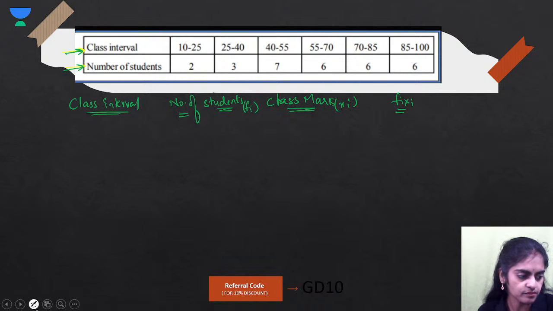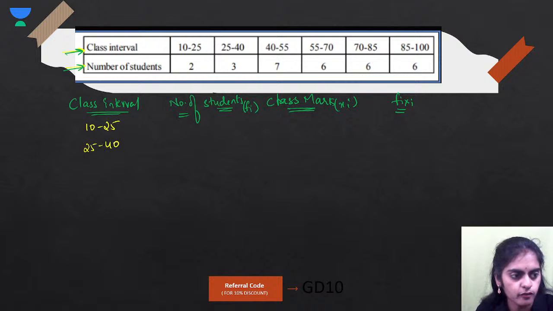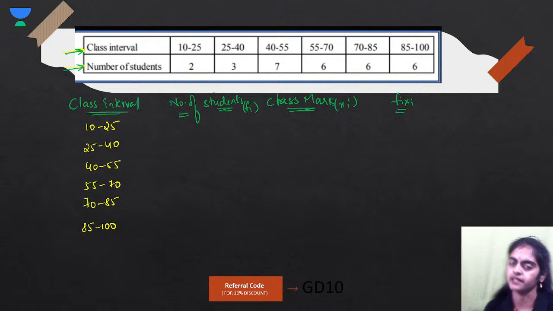Now let's see. Class intervals are given as 10 to 25, 25 to 40, 40 to 55, 55 to 70, 70 to 85 and 85 to 100. These are the class intervals given to you. I just wrote the first column given to us. Till here, is it clear everyone? Let me know in the chat box.